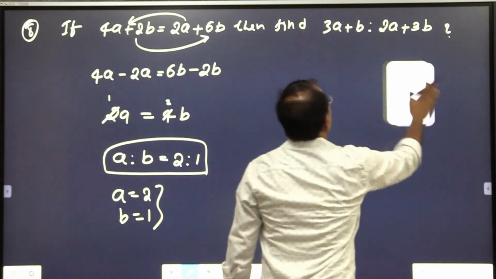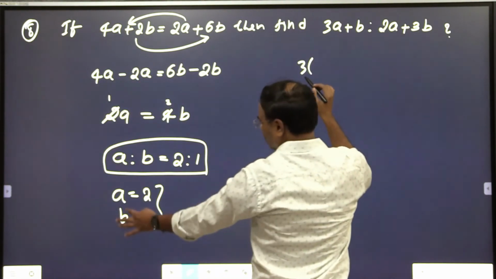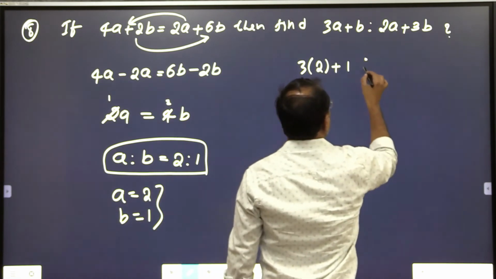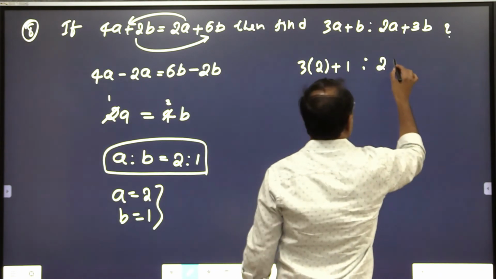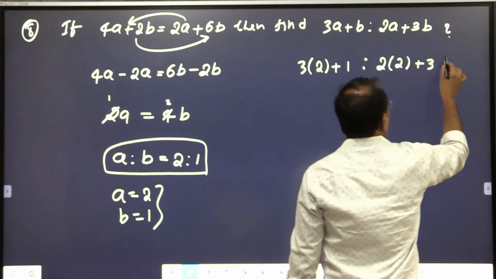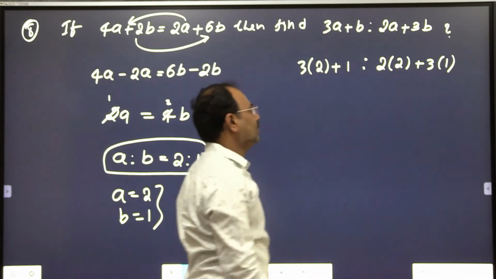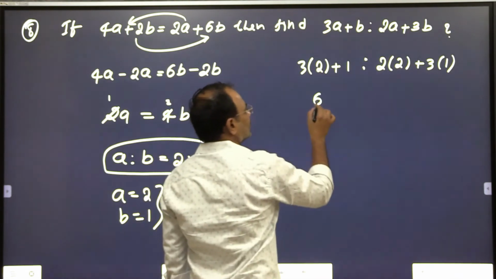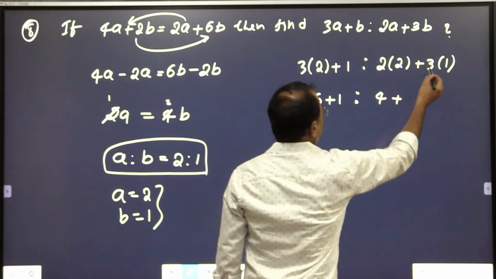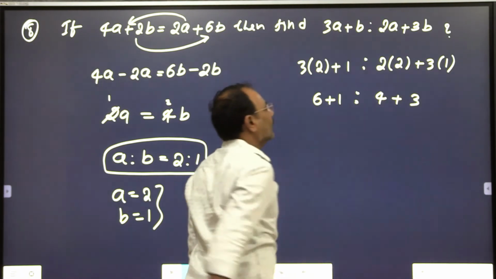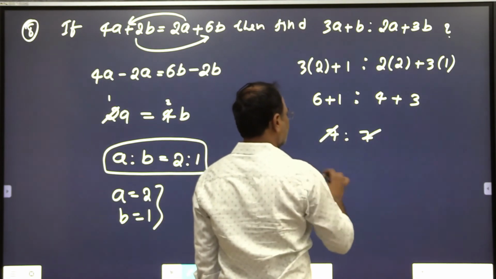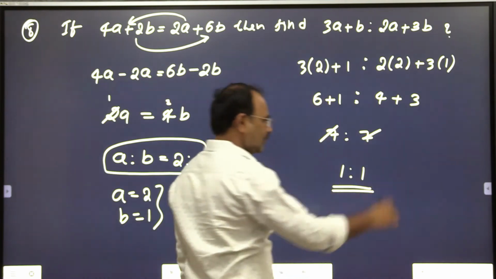So 3 into a, what is a? 2, plus b, 1, is to 2 into a, what is a? 2, plus 3 into b, what is b? 1. Right? So 3 twos are 6 plus 1 is 7, is to 2 twos are 4 plus 3 into 1, 3, 4 plus 3, 7. 7 ones, 7 ones, then the required ratio is 1:1.